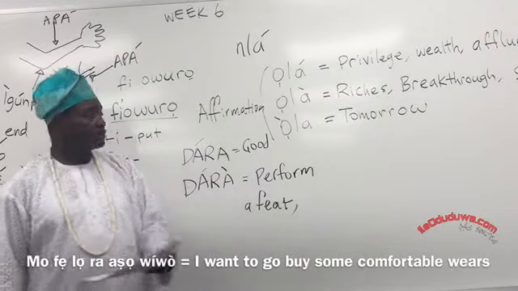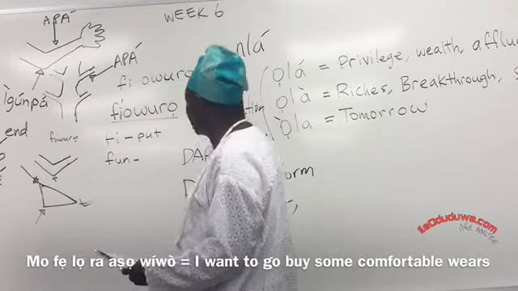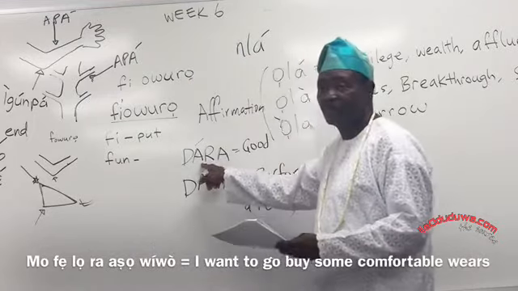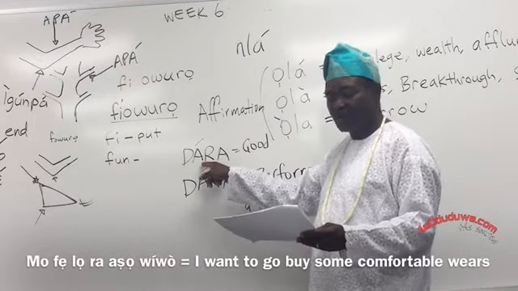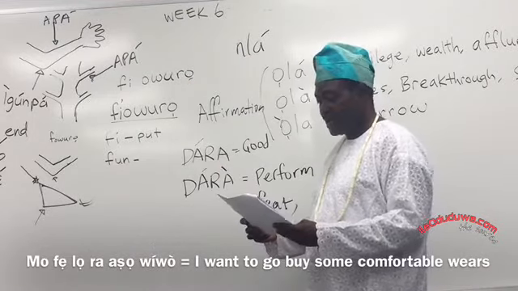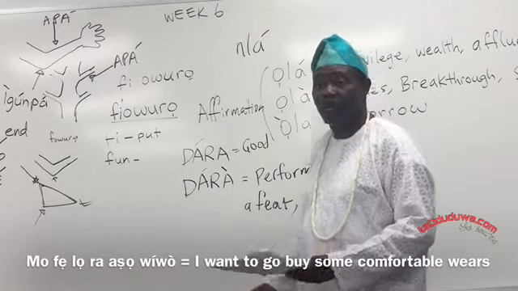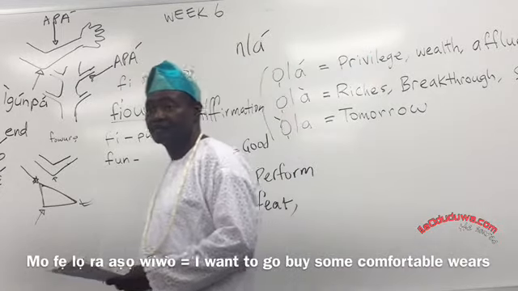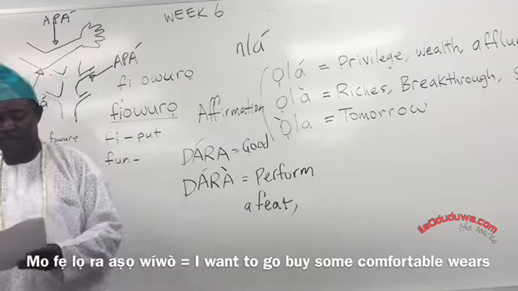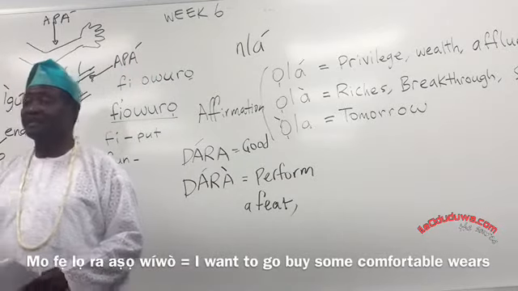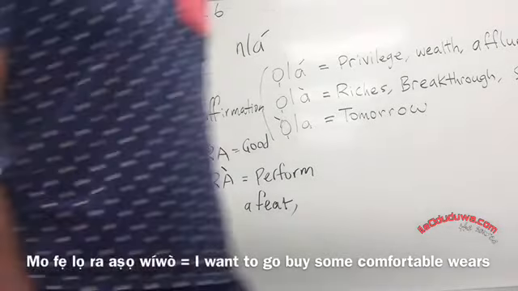O dara o. Now it comes again, right? O dara o. Yeah, that's good. Nice. Era nkan ipanu bo. Era nkan ipanu bo. Now that is what is universal, right?